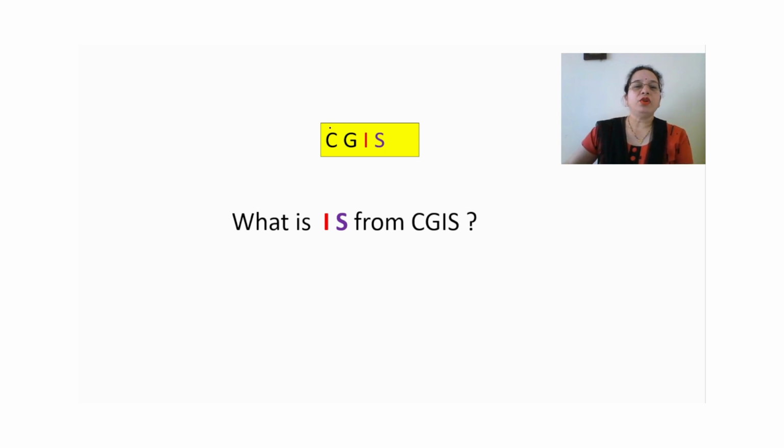I have explained to you about C. C means common, G means grouping. What are I and S? What are I and S in CGIS? So for this, watch my next video.